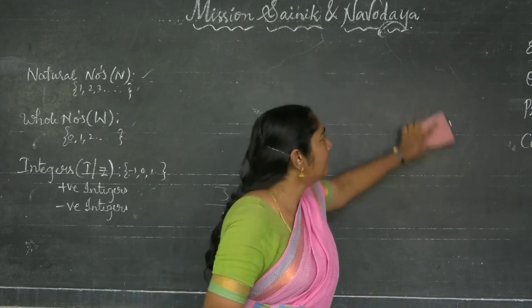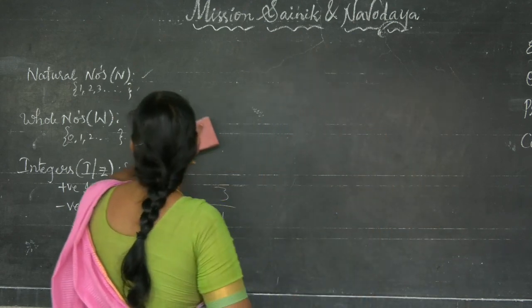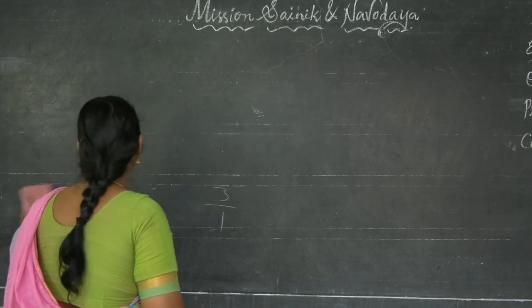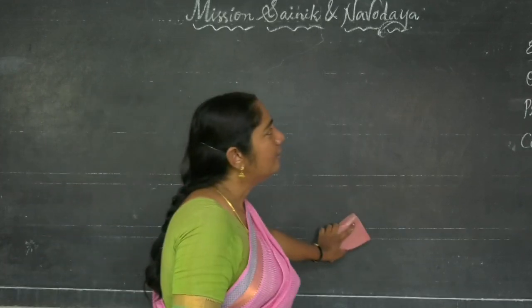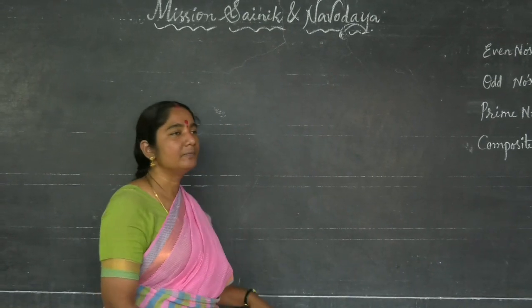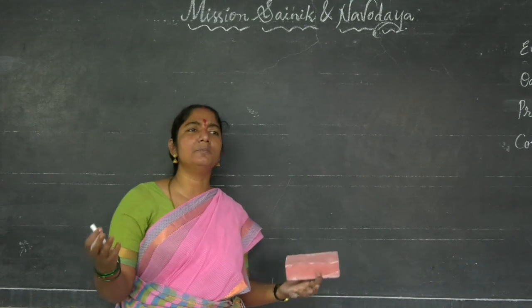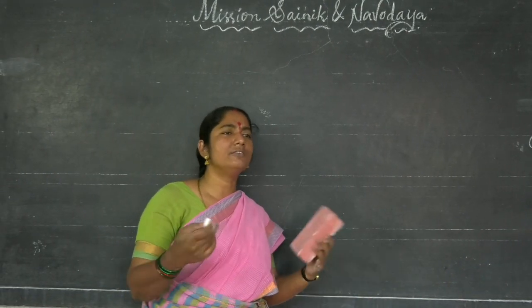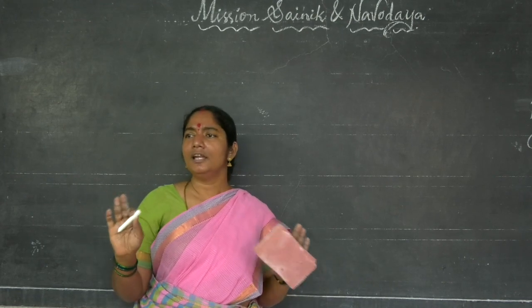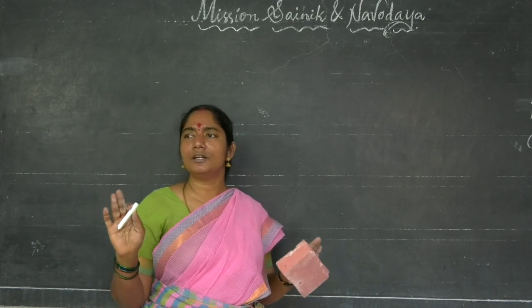Now again we are going to discuss some more points, that is even numbers, odd numbers, prime numbers, composite numbers. Okay, what are the even numbers? Let us see what are the even numbers. Even numbers: any number which is a multiple of 2 or divisible by 2. Such kind of number we call an even number. Any number which is divisible by 2 we call an even number.